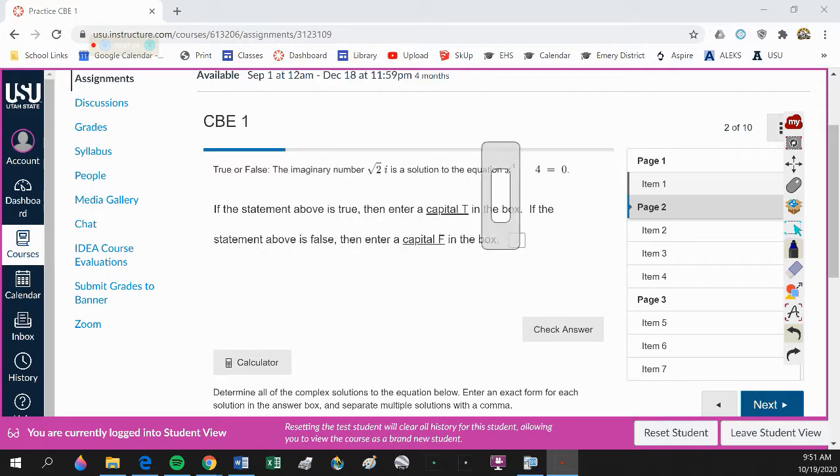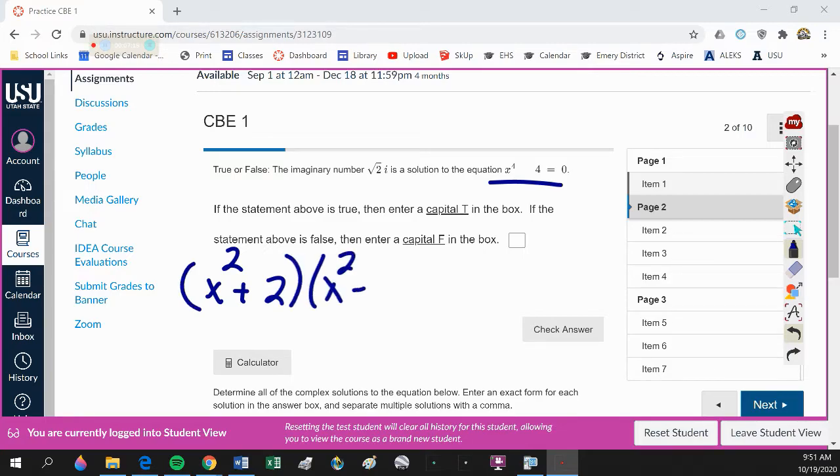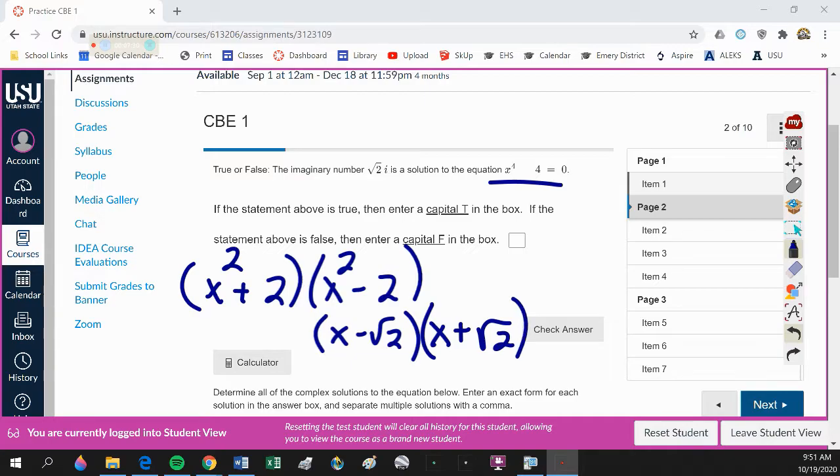So, can we factor x to the fourth minus 4? Yes. x squared plus 2 and x squared minus 2. Now, these are both difference of perfect squares as long as you count it as the square root of 2. So this would be x minus root 2 and x plus root 2. And then this one factors with an i. x minus i root 2 and x plus i root 2.